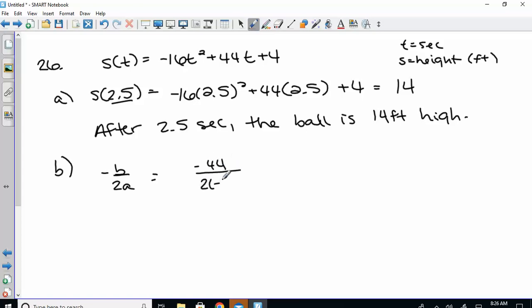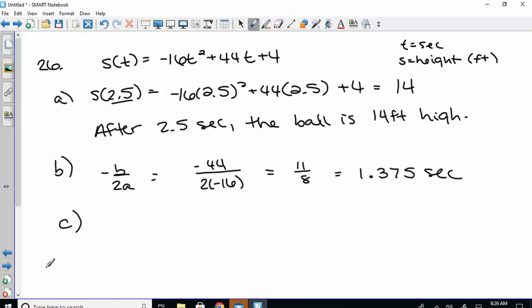So my B is 44. So we get negative 44 over negative 32. So that gives us 11 over 8, or 1.375. And that is our seconds. You can plug that in.